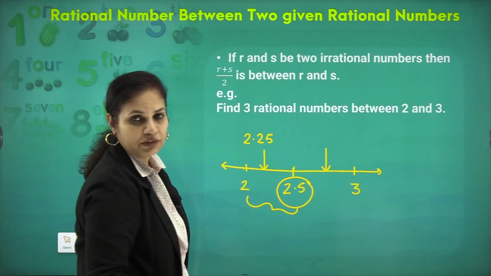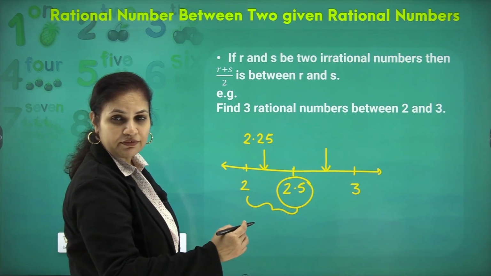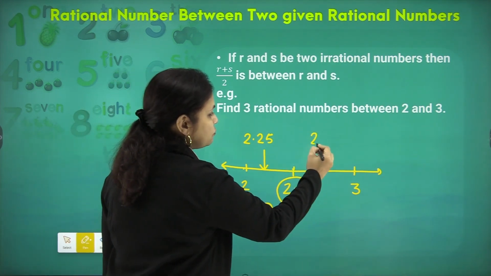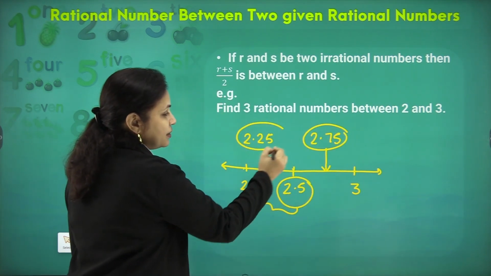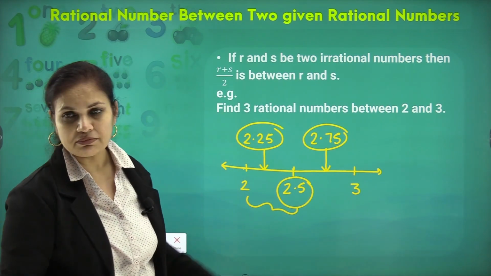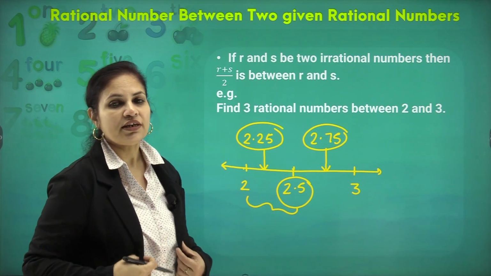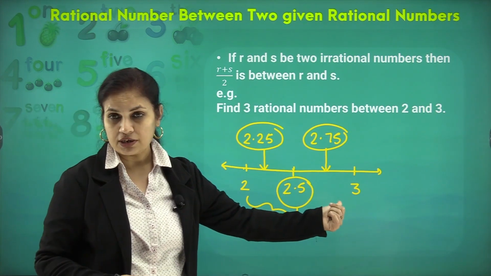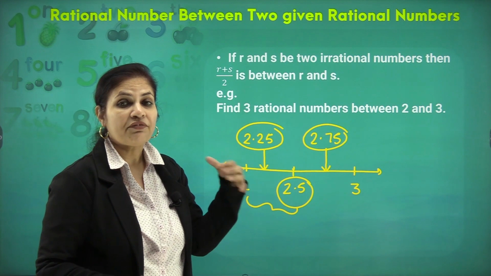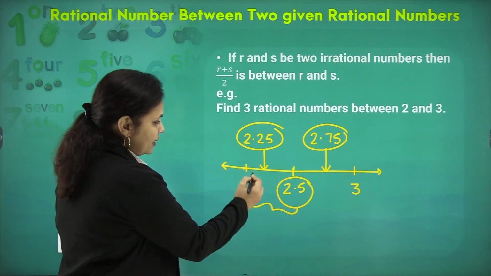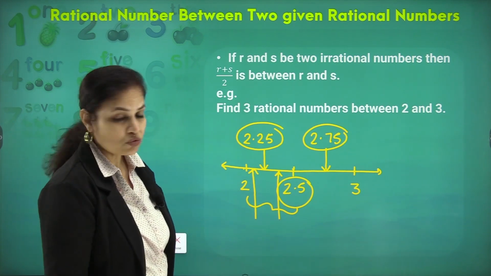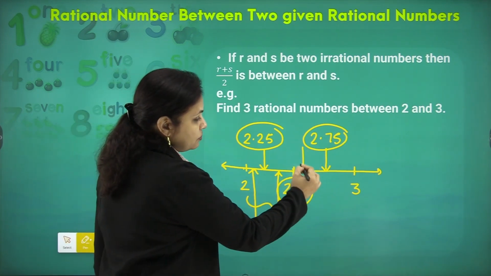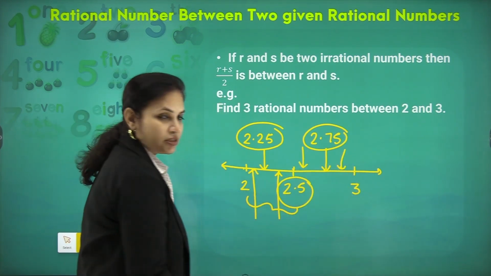2.5 plus 3 will give you 5.5, and 5.5 divided by 2 will give you 2.75. Thus we can have three rational numbers which can be fitted in a number line between two given rational numbers. In the similar way, we can have infinite. Between these two values also I can have two more values. Between these two I can have two more values.